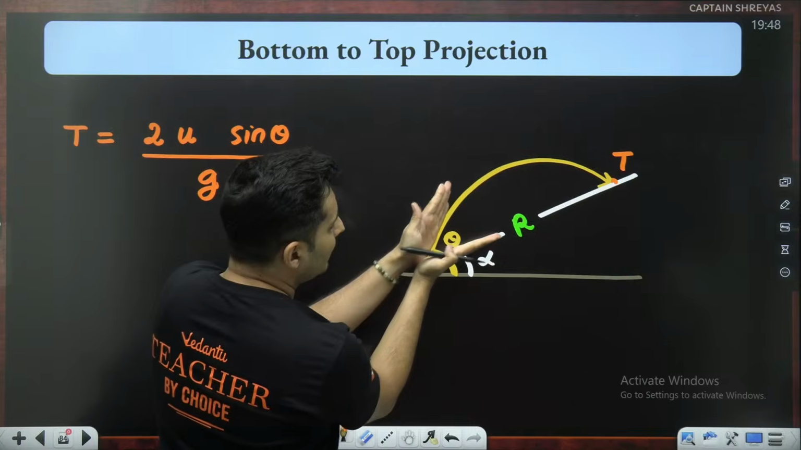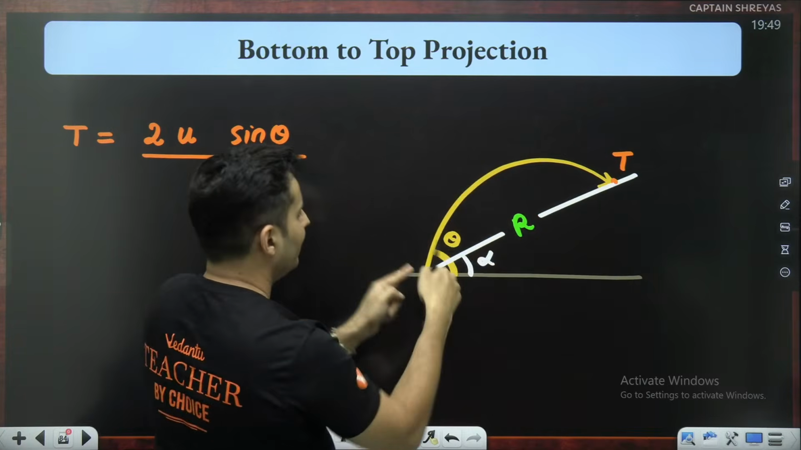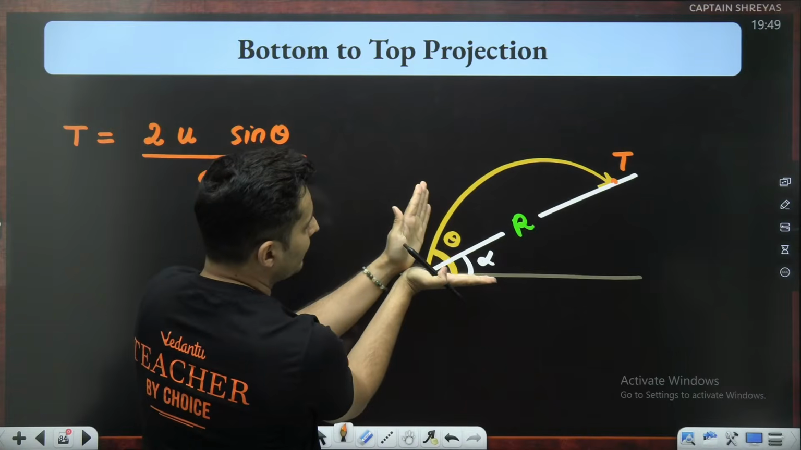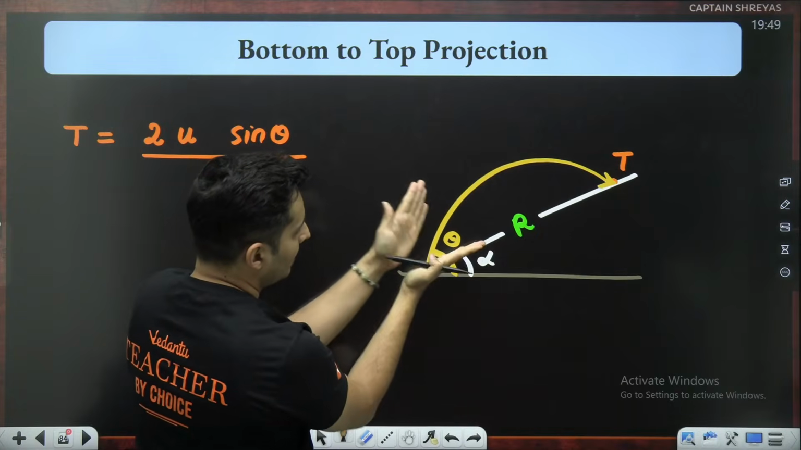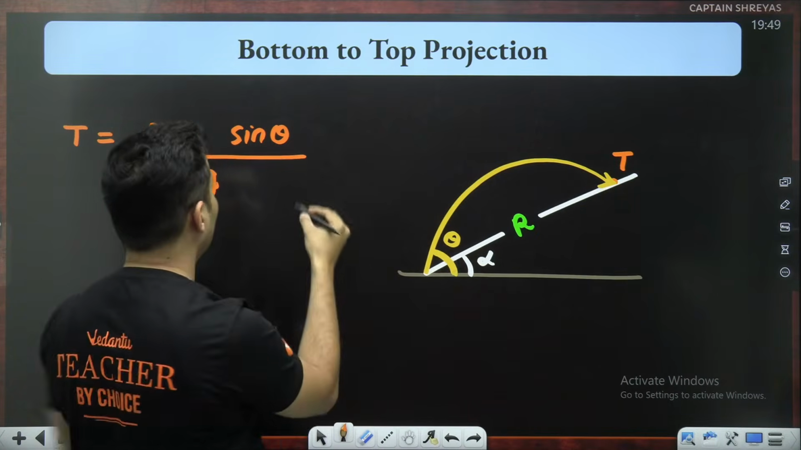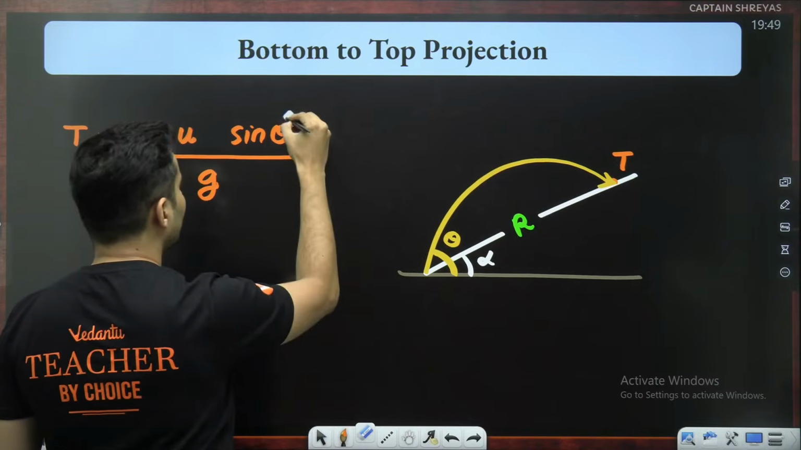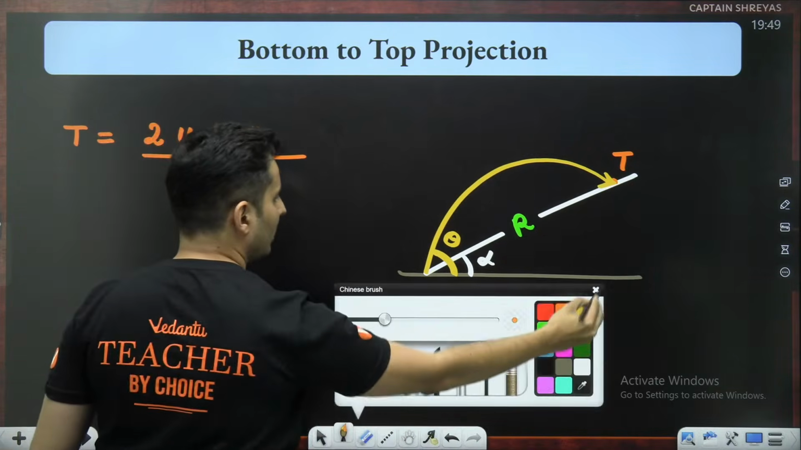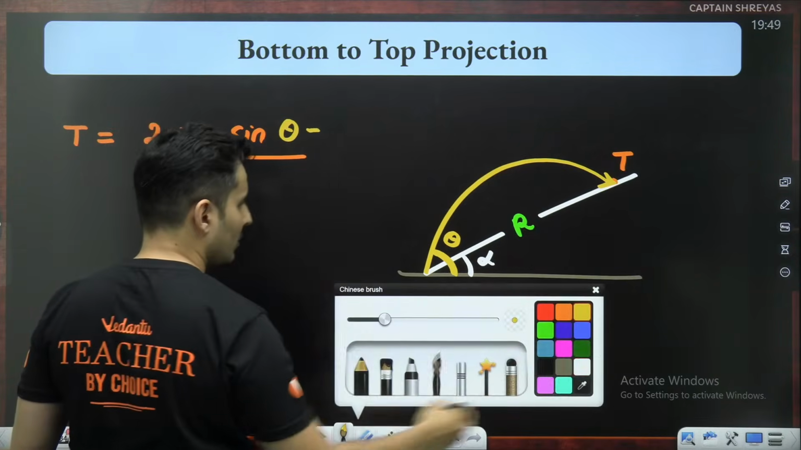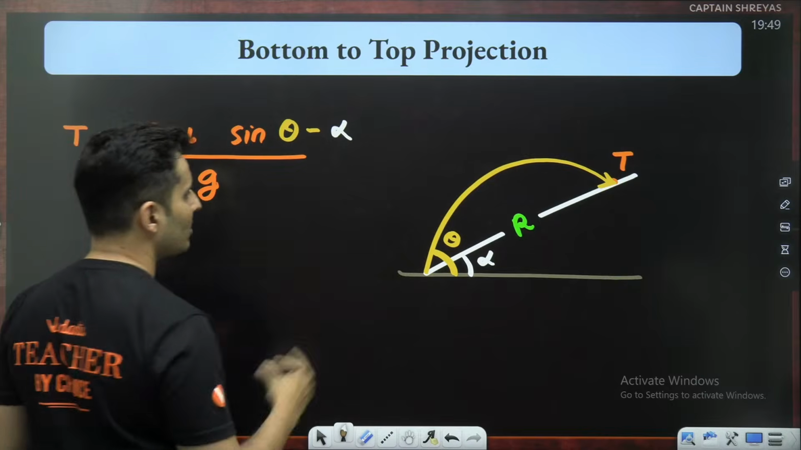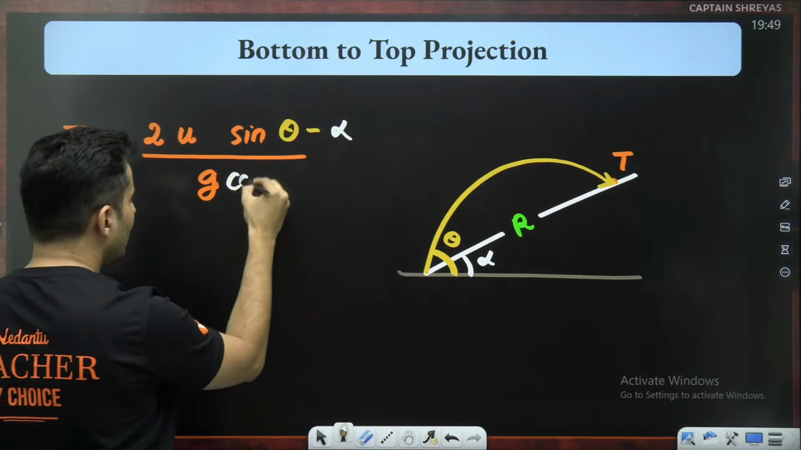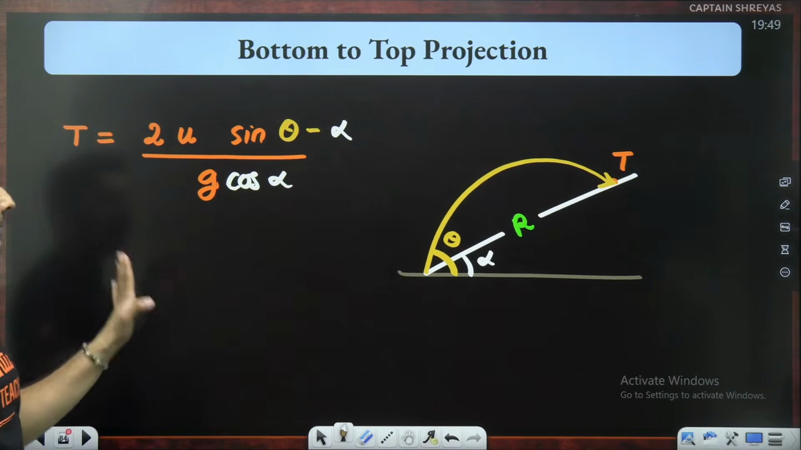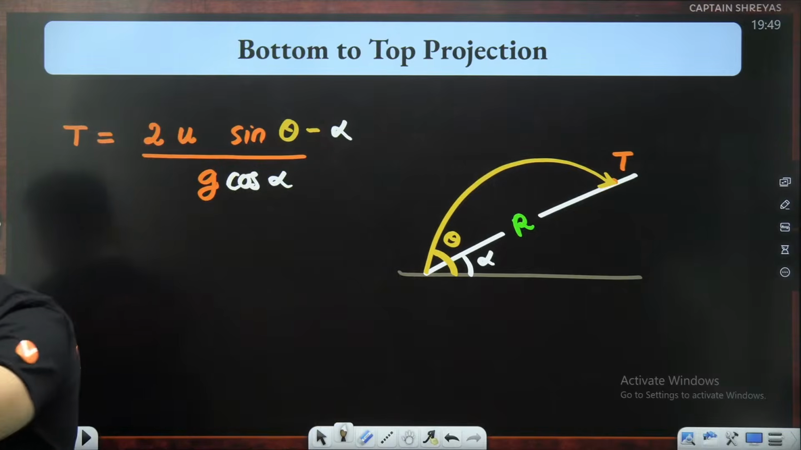See, if you consider only this part, forget this downward part, this looks like a projectile. This angle is theta minus alpha. This angle is this whole angle minus this angle, which is theta minus alpha. So all you have to do is put theta minus alpha over here. And g will come as g cos alpha. That's the only difference. Till this point clear?